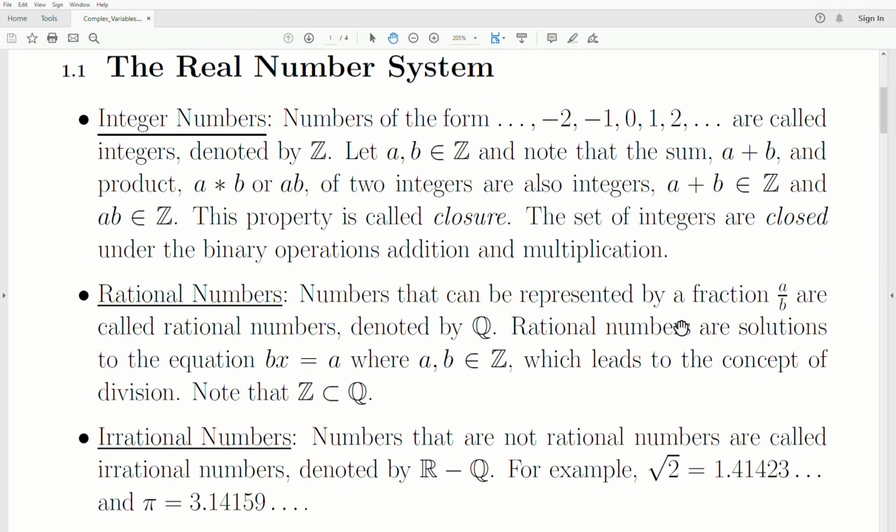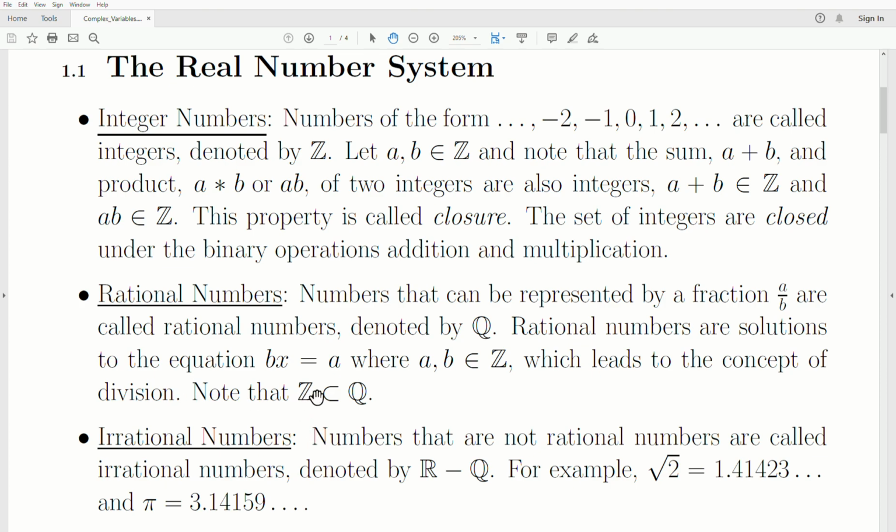Rational numbers, numbers that can be represented as a fraction, A over B, are denoted by the script Q. Rational numbers are solutions to the equation Bx equals A, right? Divide both sides by B, you get x equals A over B, where A and B are integers. Which leads to the concept of division, right? Dividing both sides by B. And we're not going to delve into the real number system unless we have to in later videos.